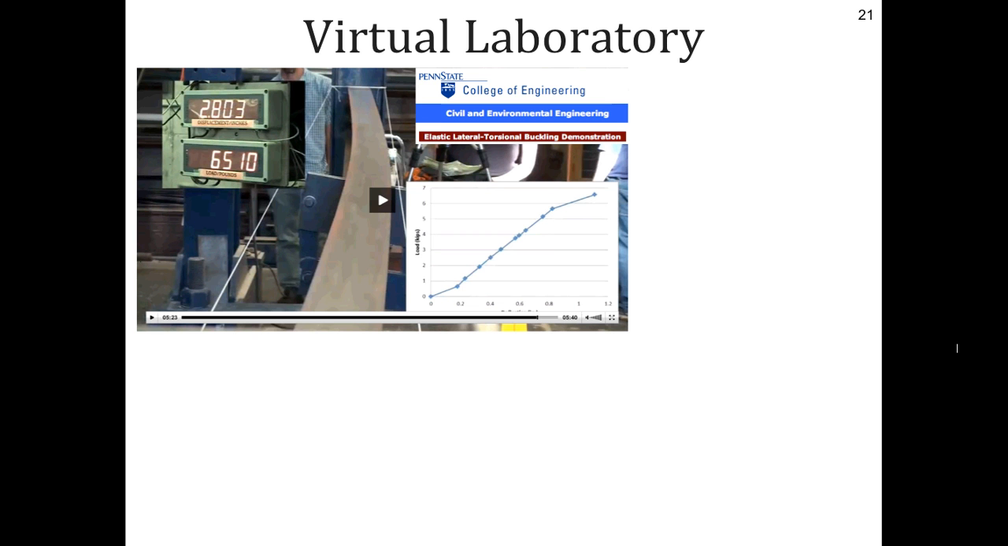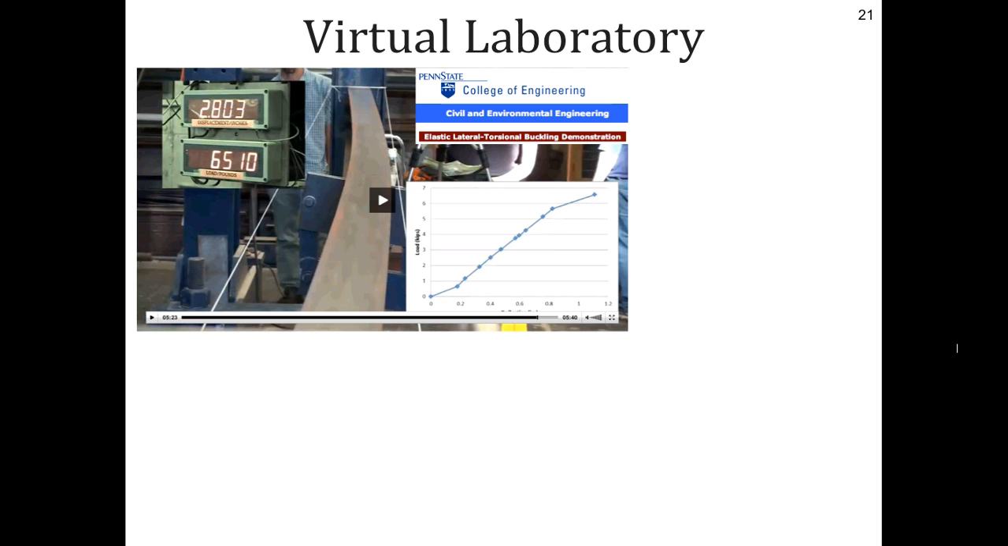Now, here is kind of a fun slide just to show you. The picture that's currently being shown is what my friend Dan Lenzel, who used to be at Penn State, and Jeff Lehman, who is currently at Penn State, do in their steel design course when they get to, say, lateral torsional buckling of a beam.